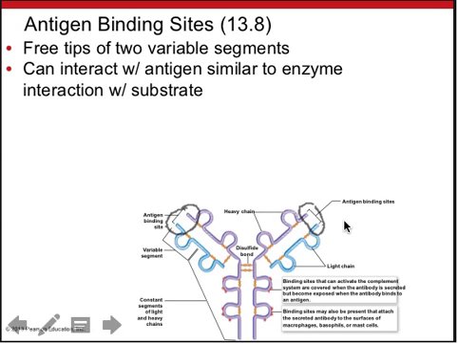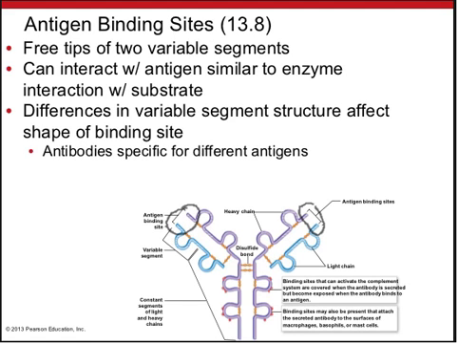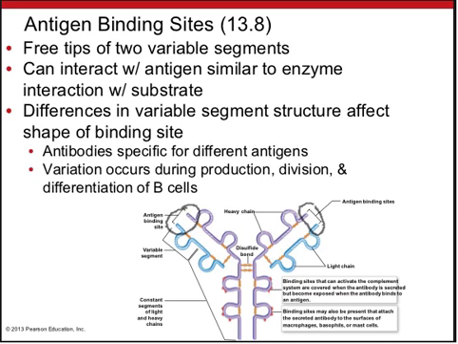These tips can interact with antigens similar to the way that an enzyme interacts with a substrate, and it's the differences in the variable segments that affect the shape of the binding site and determine its specificity. Remember that antibodies are going to be specific for different types of antigens. Variation occurs during the production, division, and the differentiation of B cells. And it's the result, again, of a variety of methods to generate these genes that are responsible for producing, in this case, the antibodies, as well as the T cell receptors.